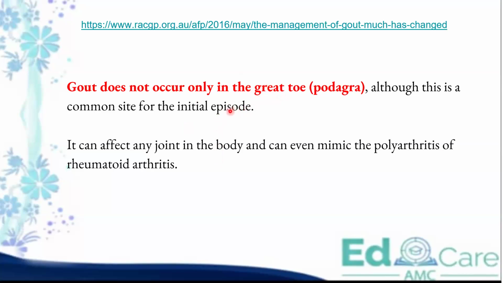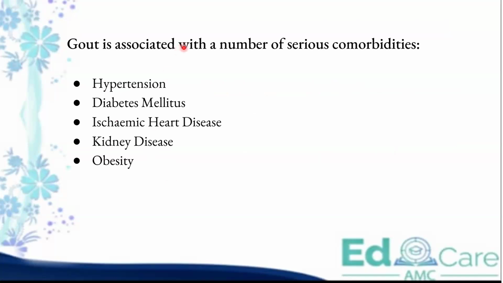All this is a common initial site, right? So it affects any joint in the body and can even mimic polyarthritis or rheumatoid arthritis. So it can be similar to both, right? So gout is associated with other comorbidities. So remember, when they are giving you the question of gout, they will give the patient with a background of hypertension, DM, kidney disease, right? So kidney disease is important, because there are certain gout treatments that cannot be given in those with renal disease, right?